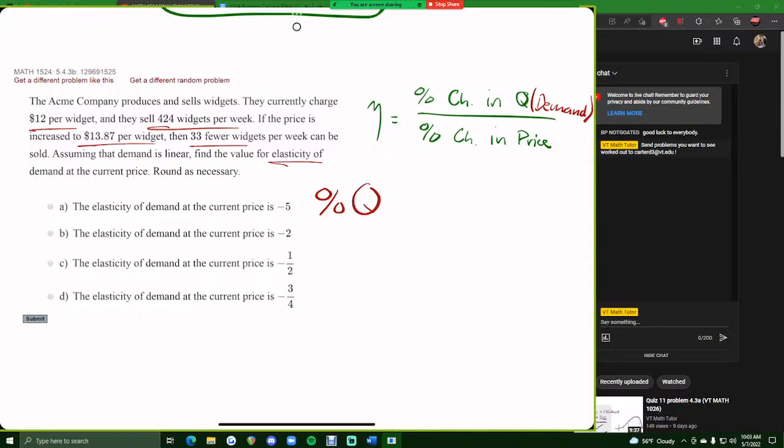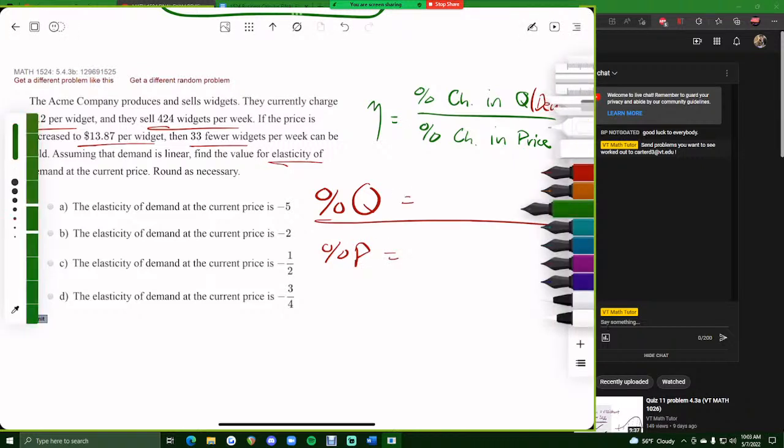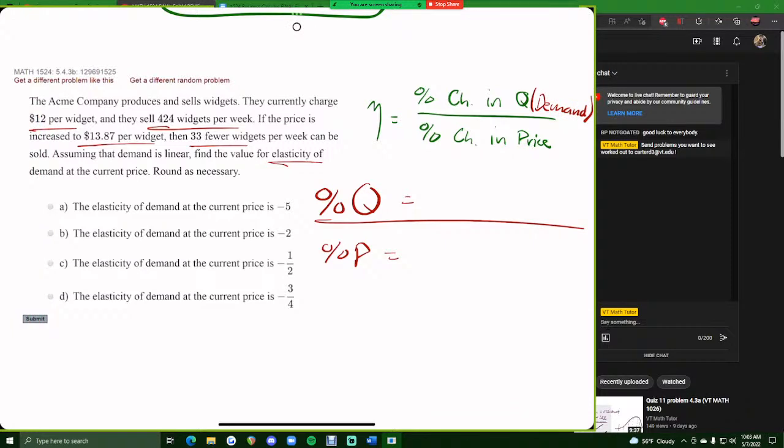Oh goodness, I'm mixing up everything. There we go. So percent change in anything is always new minus old divided by old, or we could say Q2 minus Q1 divided by Q1. So what do we know about Q1? Q1 is 424. So minus 424 over 424.